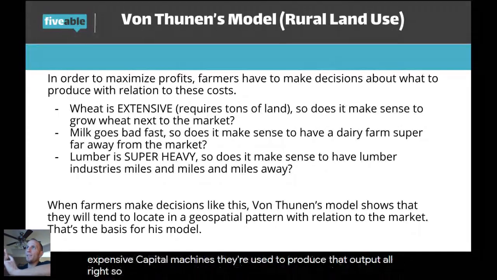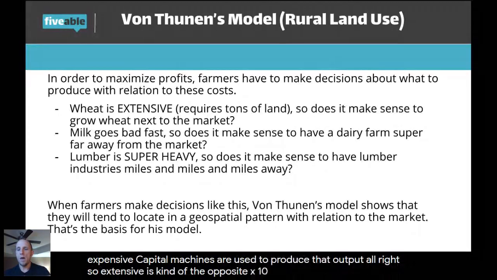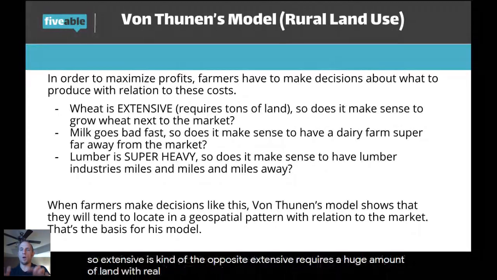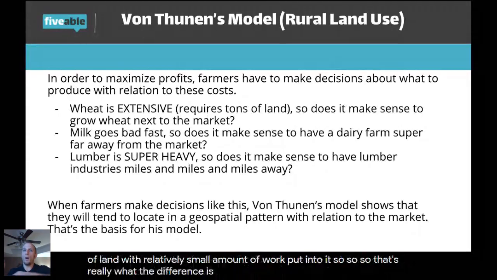So extensive is kind of the opposite. Extensive requires a huge amount of land with a relatively small amount of work put into it. So that's really what the difference is. So when you think about wheat being extensive, let's see.